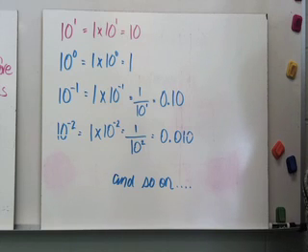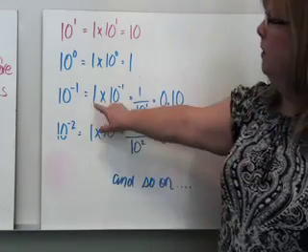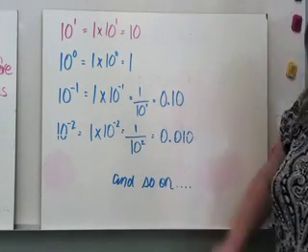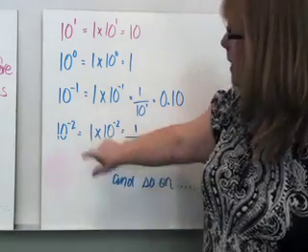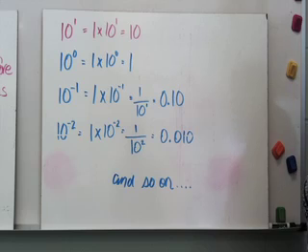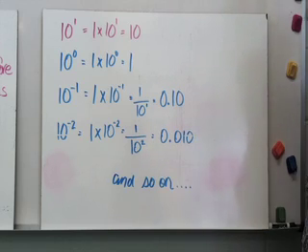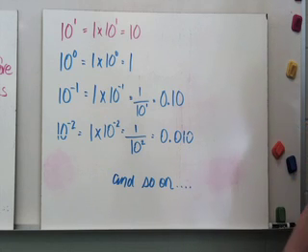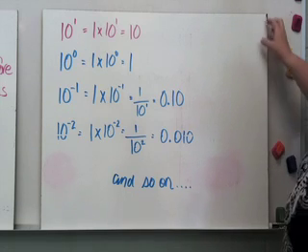Now, what if our exponents are negative numbers? So 10 to the negative 1, or in other words, 1 times 10 to the negative 1. That's the same as 1 over 10, or a tenth. What about 10 to the negative 2, or 1 times 10 to the negative 2? That's the same as 1 divided by 10 to the second, and that would be 0.01, and so on and so on. So that's just a brief review of our exponents.